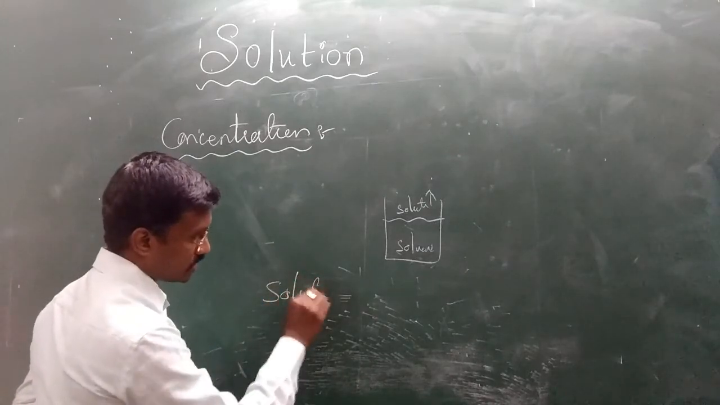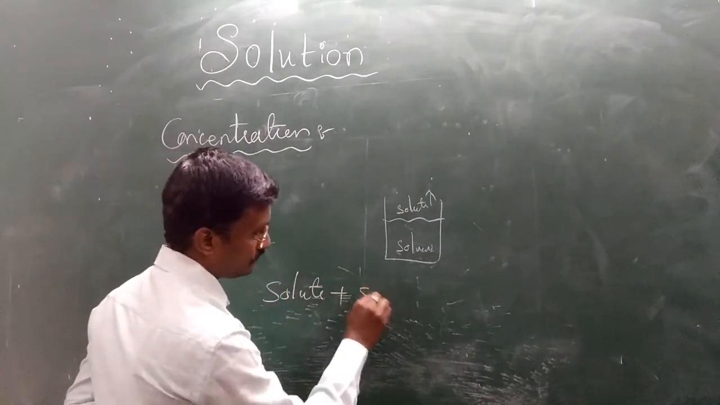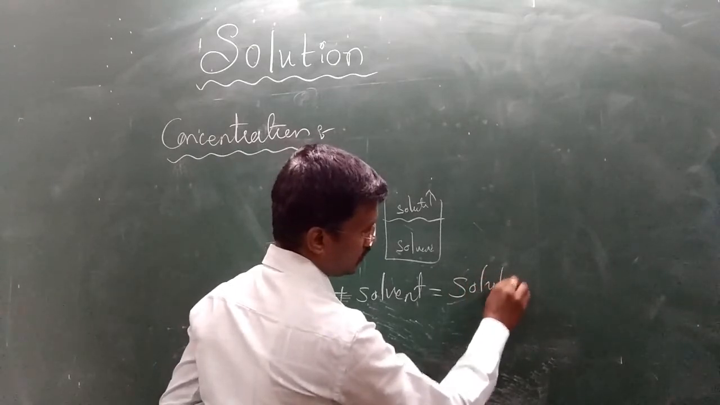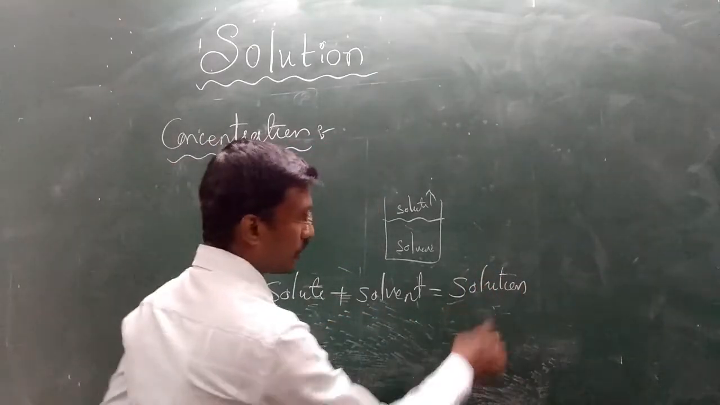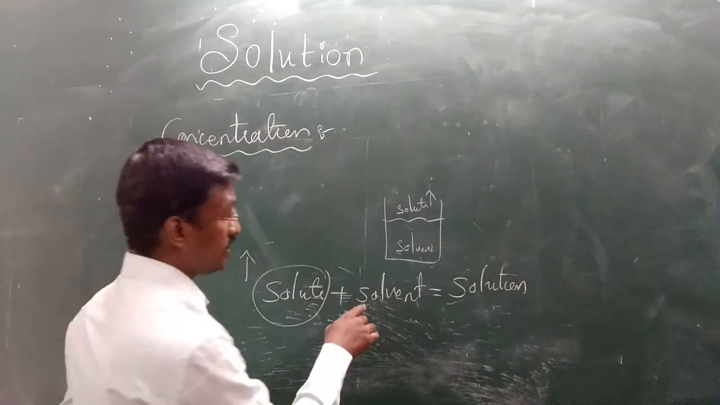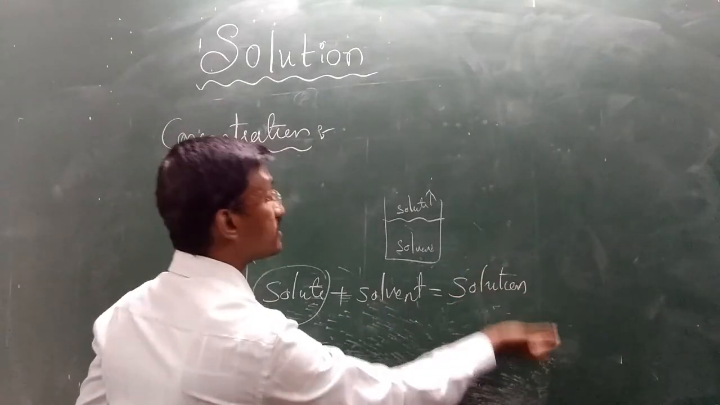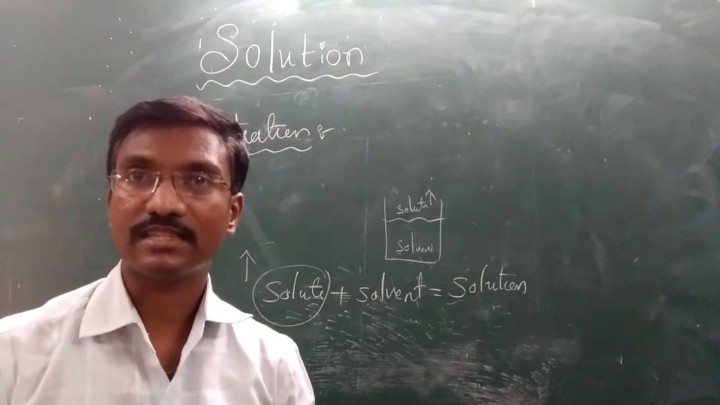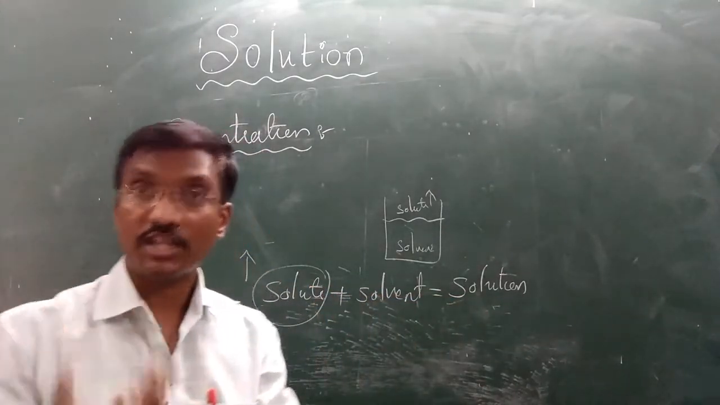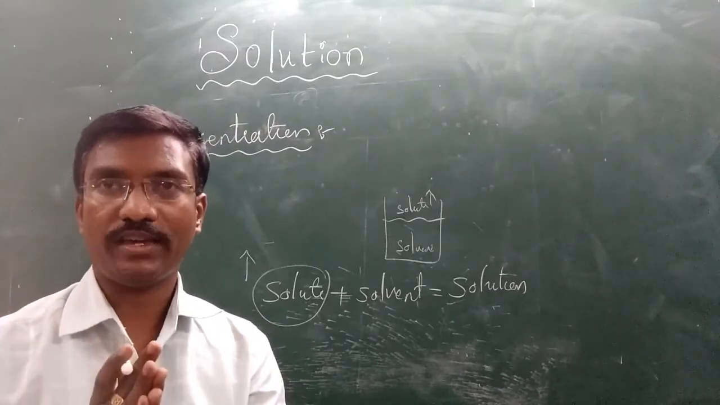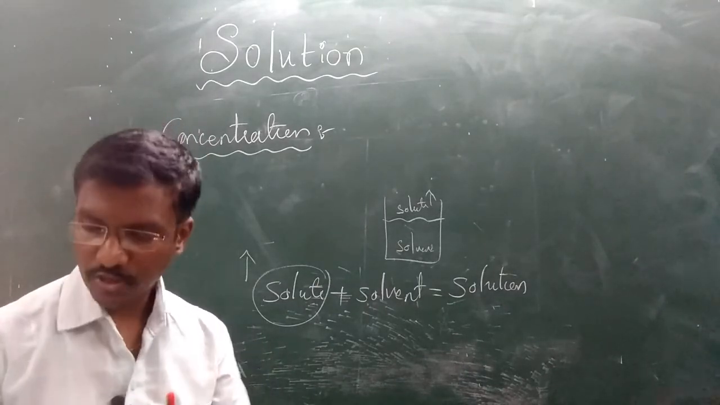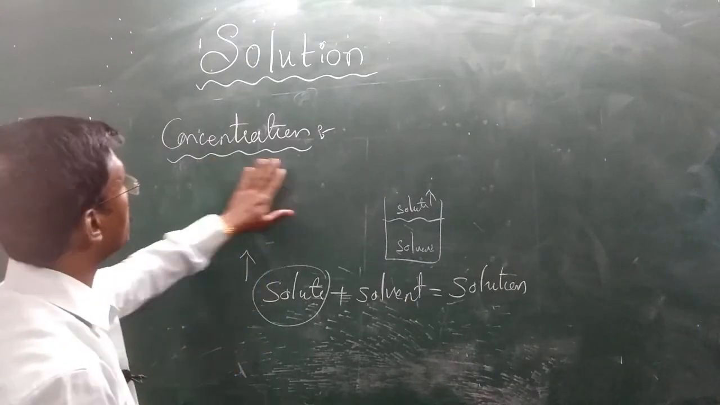Look here, a solution forms by the mixing of solute and solvent. Solute and solvent together form the solution. As the quantity of solute in a solvent increases, the solution becomes concentrated, strong. The quantity of the solute defines the solution's concentration. Concentration is whether it's strong or weak, not in terms of reactivity, but in terms of the quantity of solute present in the solution. So based on that, first we express the concentration of the solution.